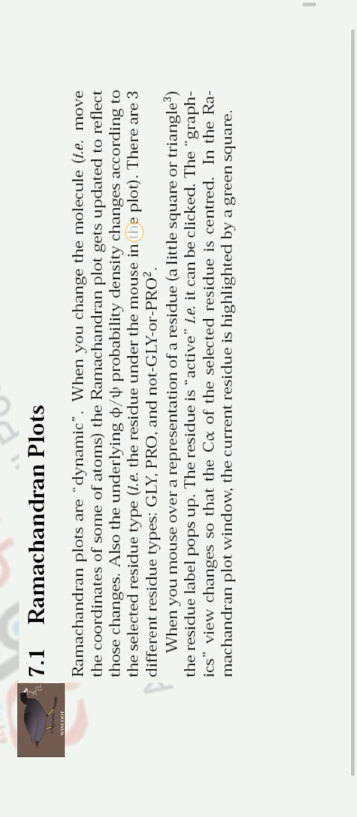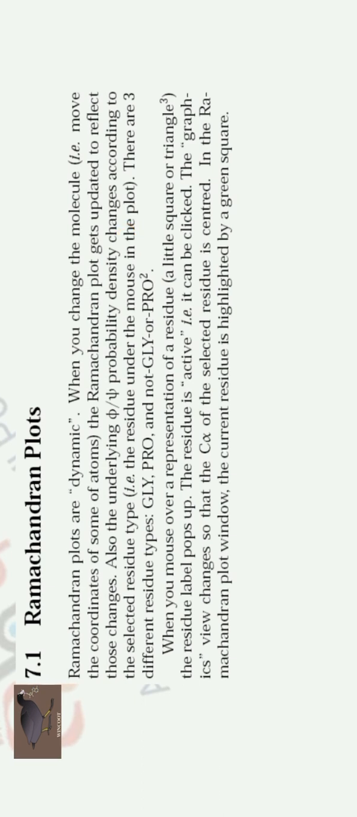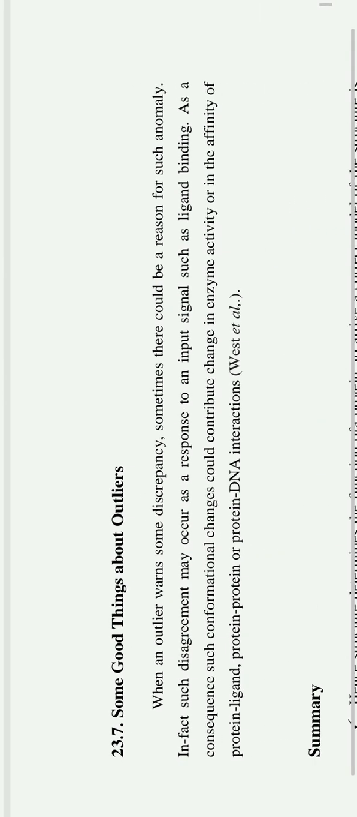When you mouse over a representation of a residue, a little square or a triangle, the residue label pops up. The residue is active. It can be clicked. The graphics view changes so that the C alpha of the selected residue is centered in the Ramachandran plot window. The current residue is highlighted by a green square.